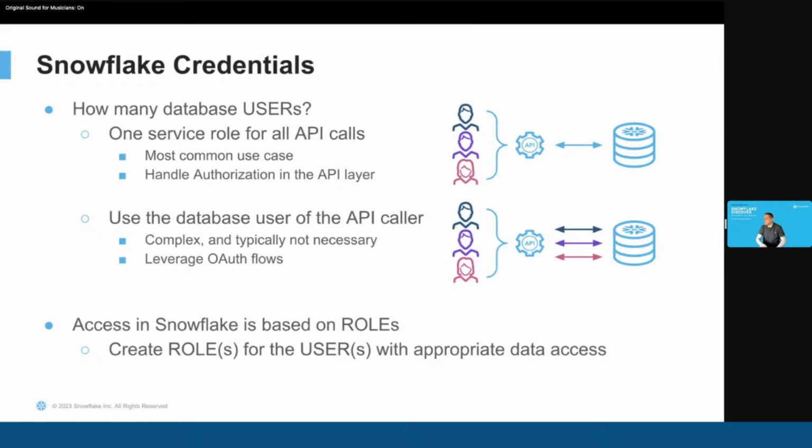And you handle authorization in the API, right? So you say, okay, user one, I'll authenticate you in my API layer, but I'm going to go to Snowflake as service account one. Or you could choose to have every user that comes into the application be authenticated as that particular user to Snowflake. It's more complex, and it's typically not necessary, but you could leverage OAuth flows for that.